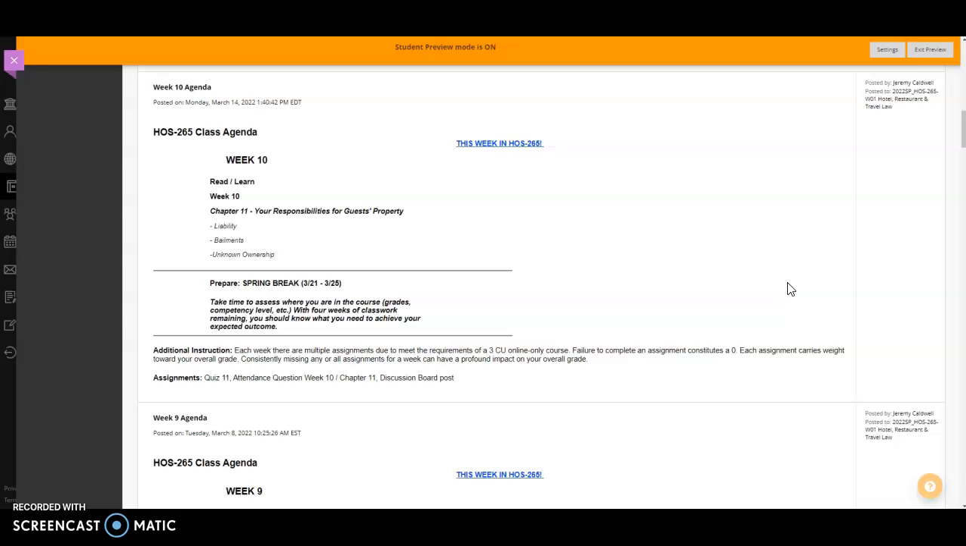Again, as we've seen in the last few chapters, it's a pretty short chapter, only about 9 or 10 pages, some of which are examples and things like that. So not a whole lot to read. Don't just overlook it because you don't want to read a long chapter. It's not overly long, but again, liabilities, bailments, and then unknown ownership, and what our responsibilities for each of those are.